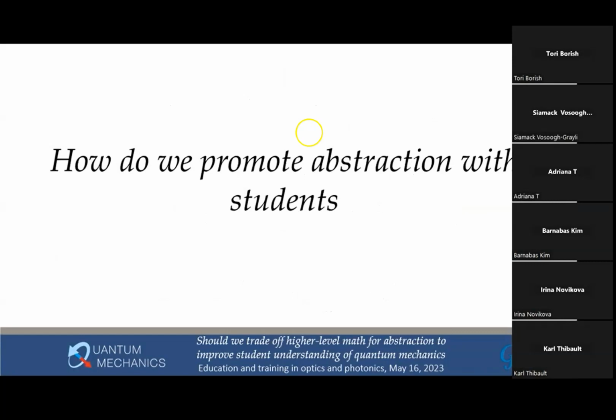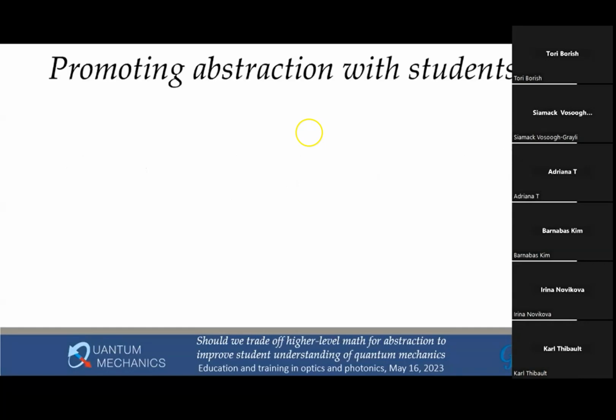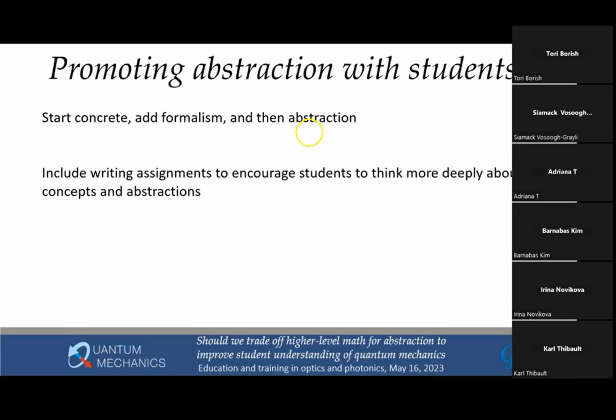So how do you promote this kind of abstraction with students? Well, you don't start off your course doing that. You're going to lose them immediately, okay? But you work up to it, okay? All right, so how do we do that? We start with concrete things, we add the formalism, and then we add the abstractions. You have to build up students to have the ability to work with this abstraction.